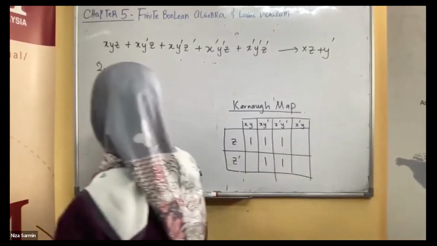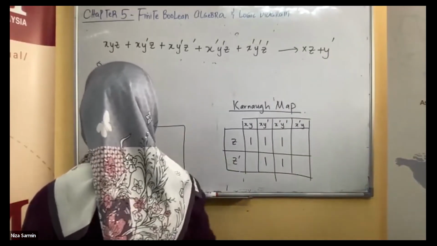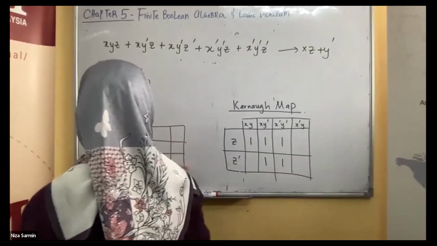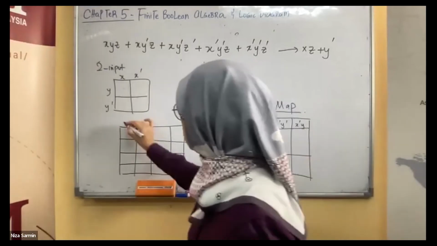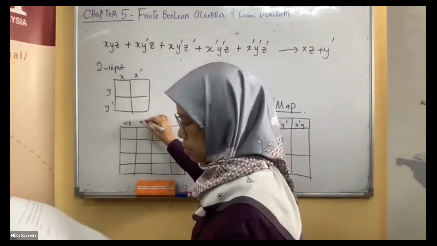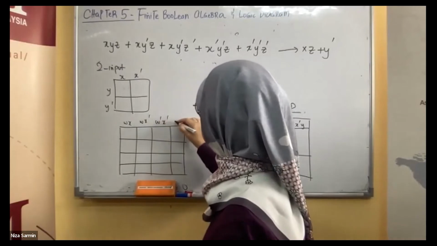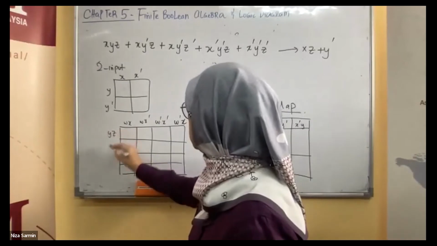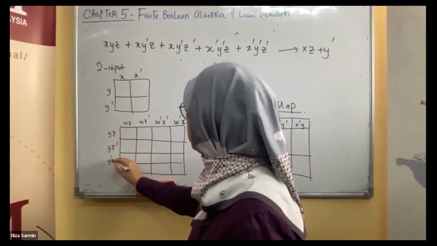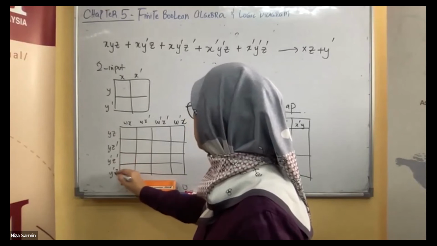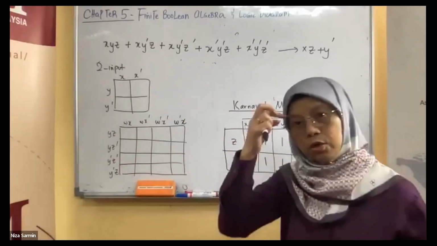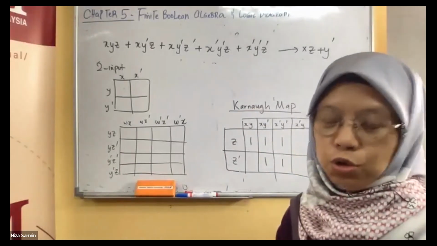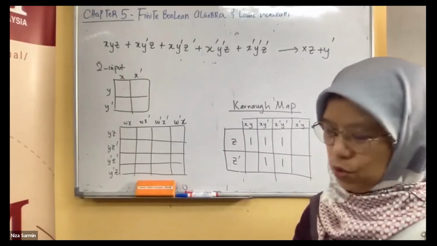For the 4 inputs, so w x prime, w prime x prime, w prime x. The same thing, y z prime, y prime z prime, y prime z. Okay, so we normally stop just at this 4. Okay, and how do you do this?